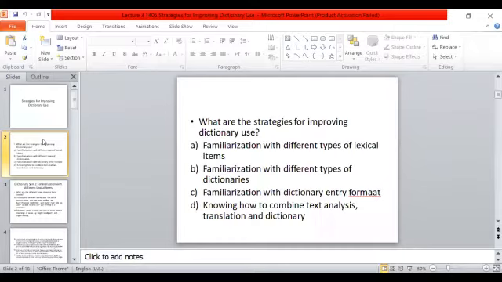Familiarization with entry format. You have to be able to know the dictionary entry, the format, the form, the pattern of the dictionary entry, knowing how to combine text analysis, translation, and dictionary consultation.